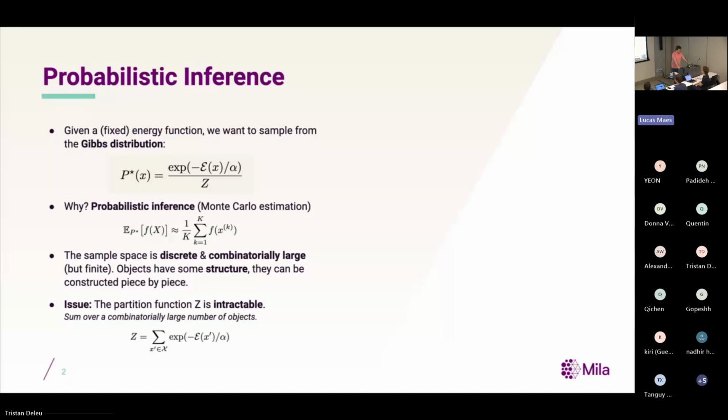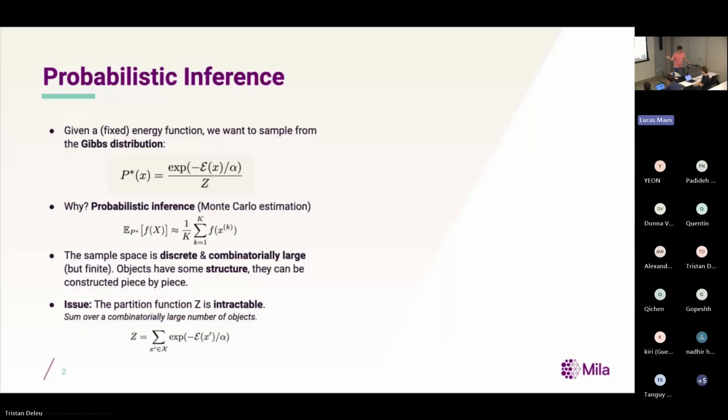What could go wrong? So the issue is that we have a partition function, this normalization constant Z, which is in general intractable, especially in the problems that we'll be interested in, which are problems where we have a discrete sample space, and this sample space is going to be combinatorially large. So if you want to compute the partition function, then it requires summing over a very, very large number of objects, and this becomes completely intractable.